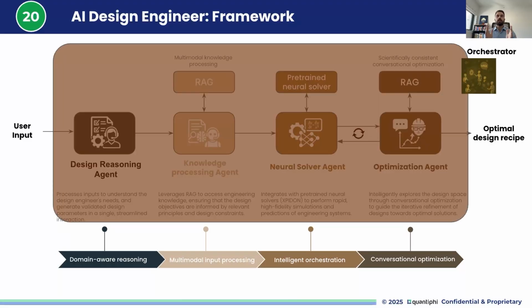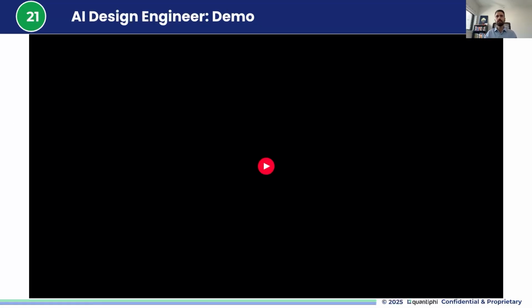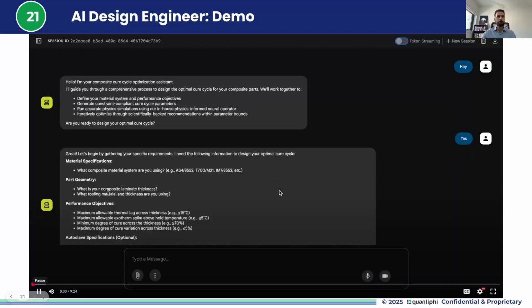So all these agents are connected to the user through an orchestrator. So the orchestrator is the medium between the user and these agents, and this orchestrator decides and manages how each agent should be called and activated. With that, now let's look at the demo.